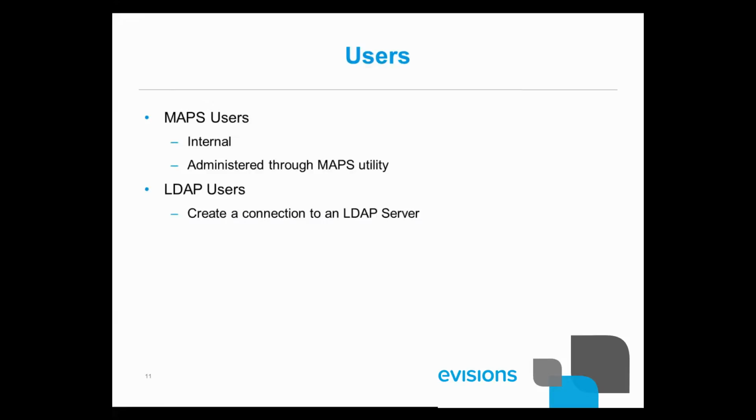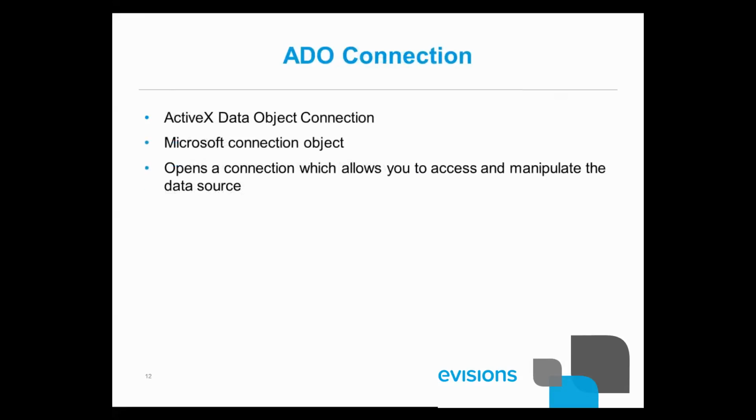There are 2 types of users within MAPS. You can create MAPS users or add LDAP users. MAPS users are internal users and they are administered in the MAPS configuration tool. LDAP users are created from the LDAP server, but you can add them in the MAPS configuration tool. ADO stands for ActiveX Data Objects. It opens the connection and allows you to access and manipulate the database. I'll provide more information about the ADO connection settings when we get to set one up.